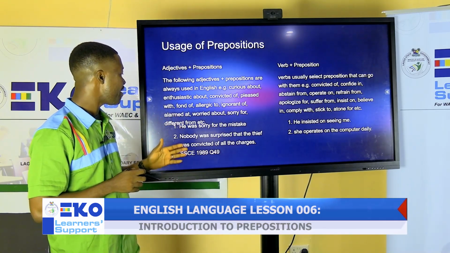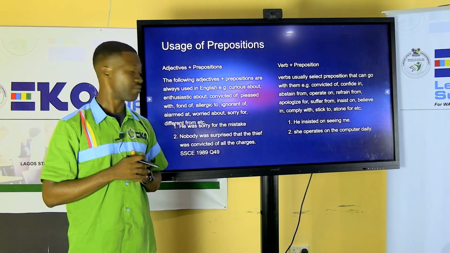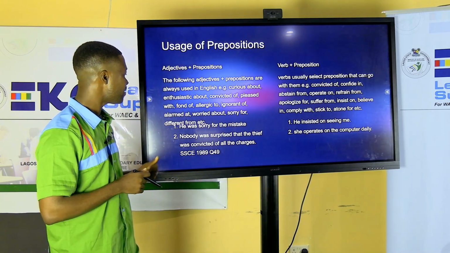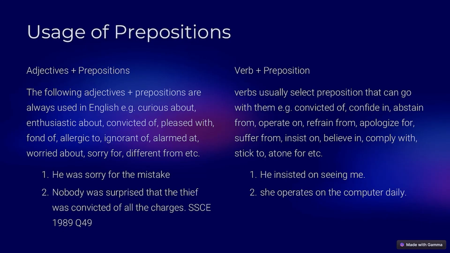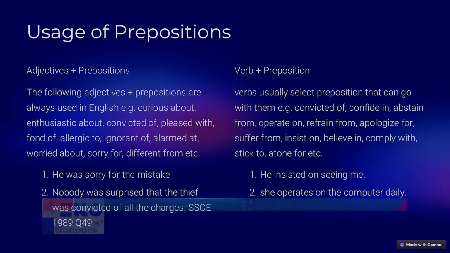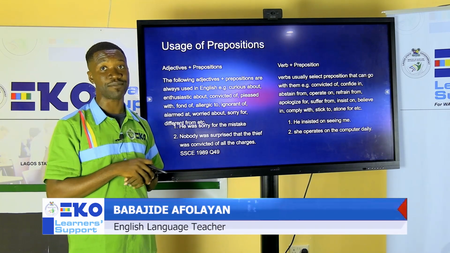He was sorry for the mistake. Another sentence: nobody was surprised that the thief was convicted of all the charges. These sentences are from the SSE 1989 question number 49.